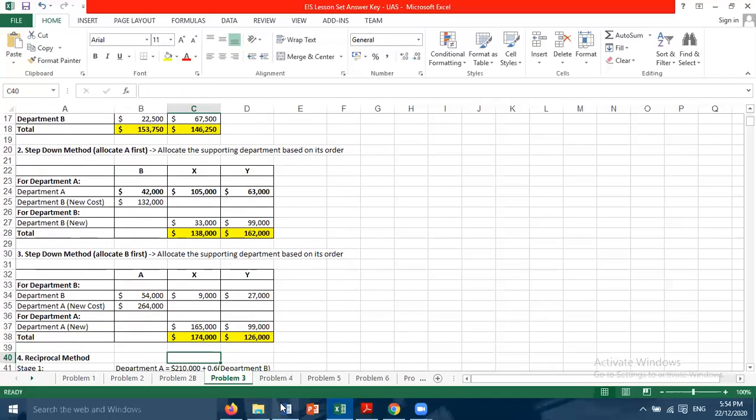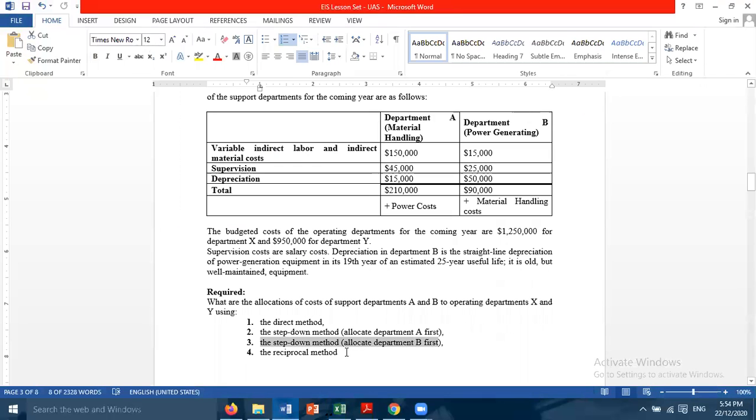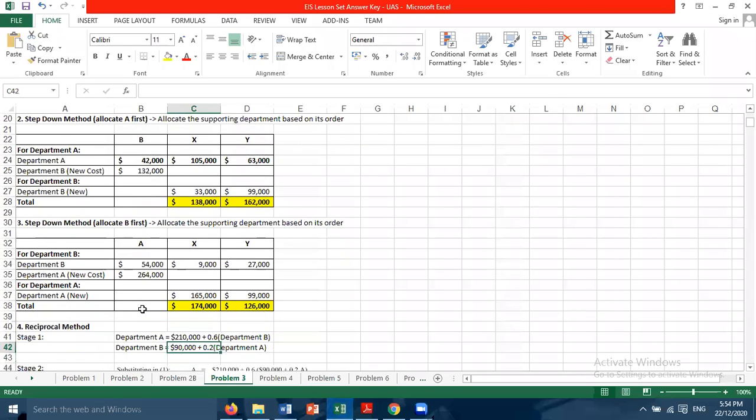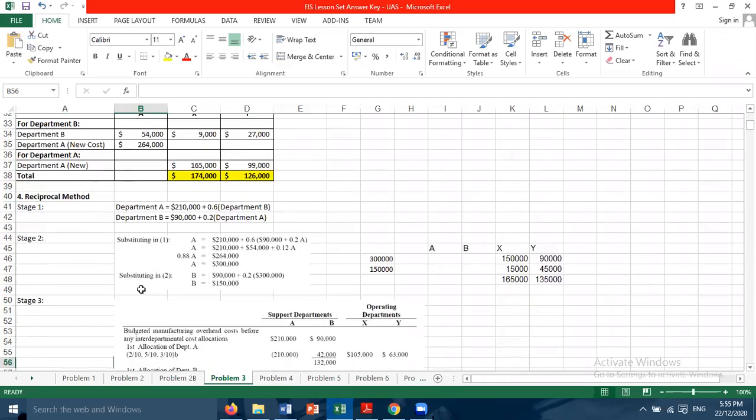Okay, so that's for the step-down method. Next is the reciprocal method. The reciprocal method is similar to the step-down method. However, it differs in that we fully recognize both support departments' contribution to each other. So unlike the step-down method, in the reciprocal method we keep allocating these costs to the support departments as well. We can see it here.